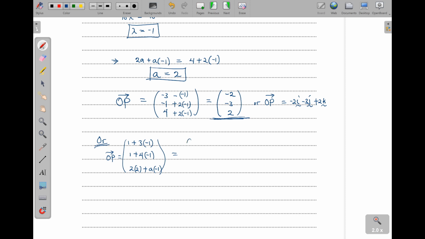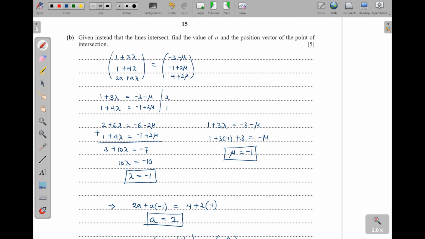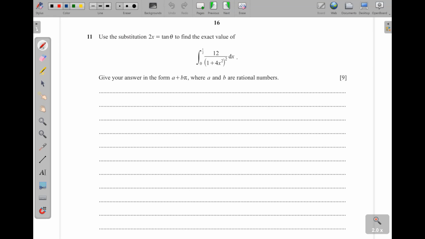So what are we going to have here? This will be a negative 2, this will be a negative 3, and then, remember, our a is a 2, so let me also put it here. So 4 minus 2, that is a 2. So it's the same thing. So whether you use this one or this one, you get the same answer since they intersect. Okay, then this is the last number, 9 marks.